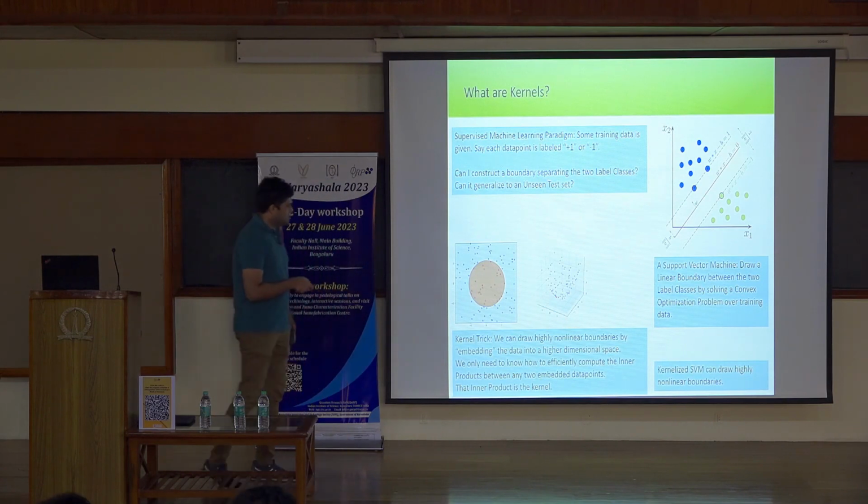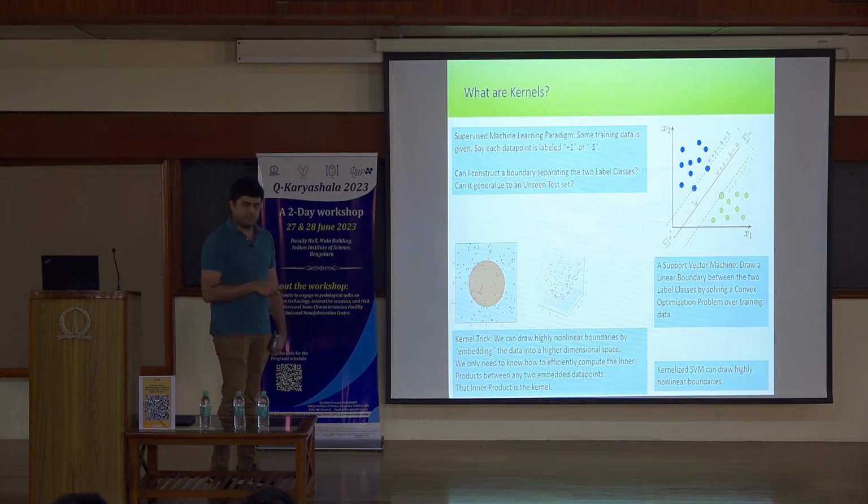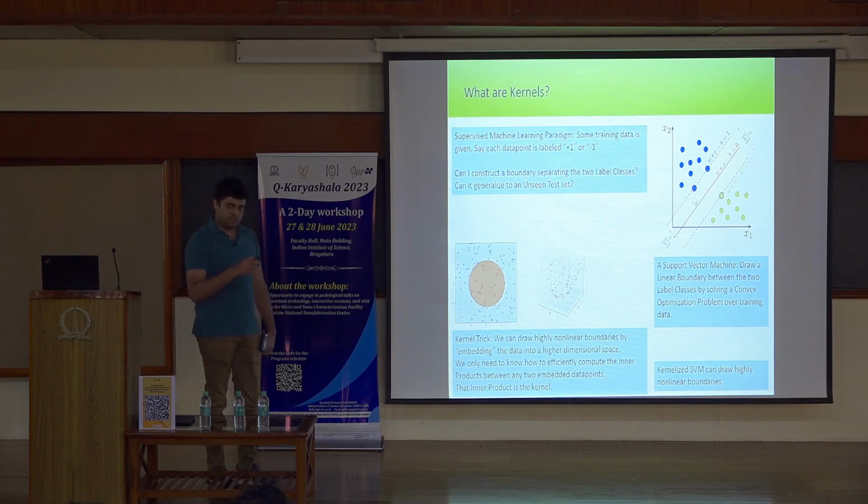And do you know what kernel methods are? Good. What you do is you embed the data that is given to you into a much higher dimensional space and then draw a linear boundary in that space. That space is known as the feature space, the higher dimensional space.